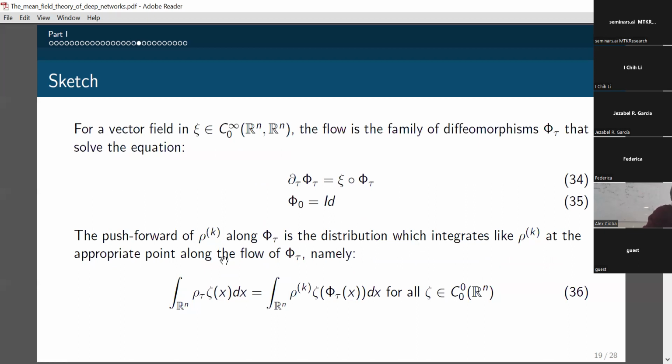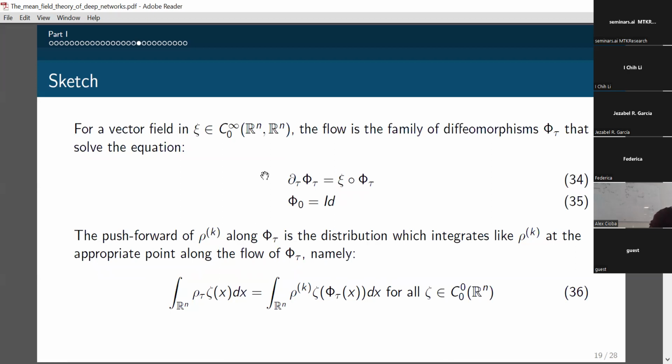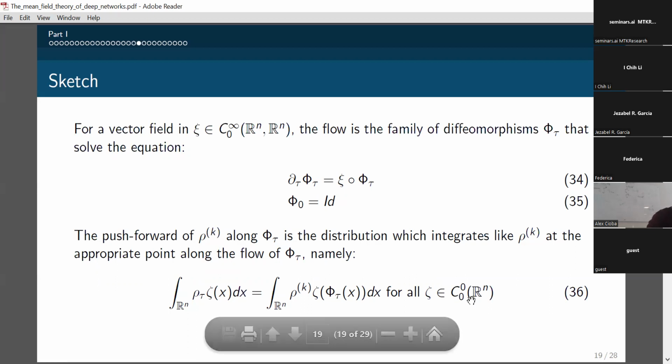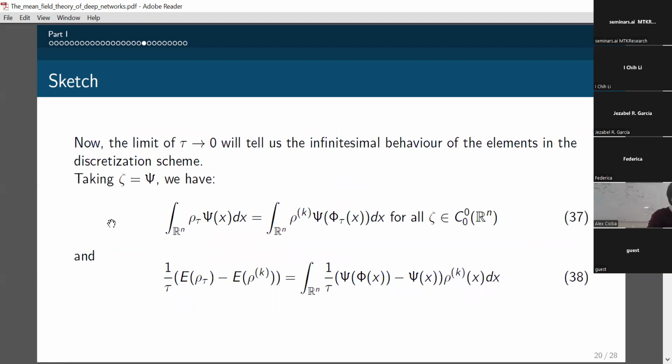Okay, so the push forward, which is the thing that I'm depicting in red on the blackboard, this is the distribution that integrates along test functions as if the test functions were composed with the vector field phi, right? So all of this is arbitrary at the moment. We haven't made a choice of phi and we haven't made a choice of test function. But this allows us to study the limit as tau goes to 0 and recover the differentials of the components of f, so E and S.